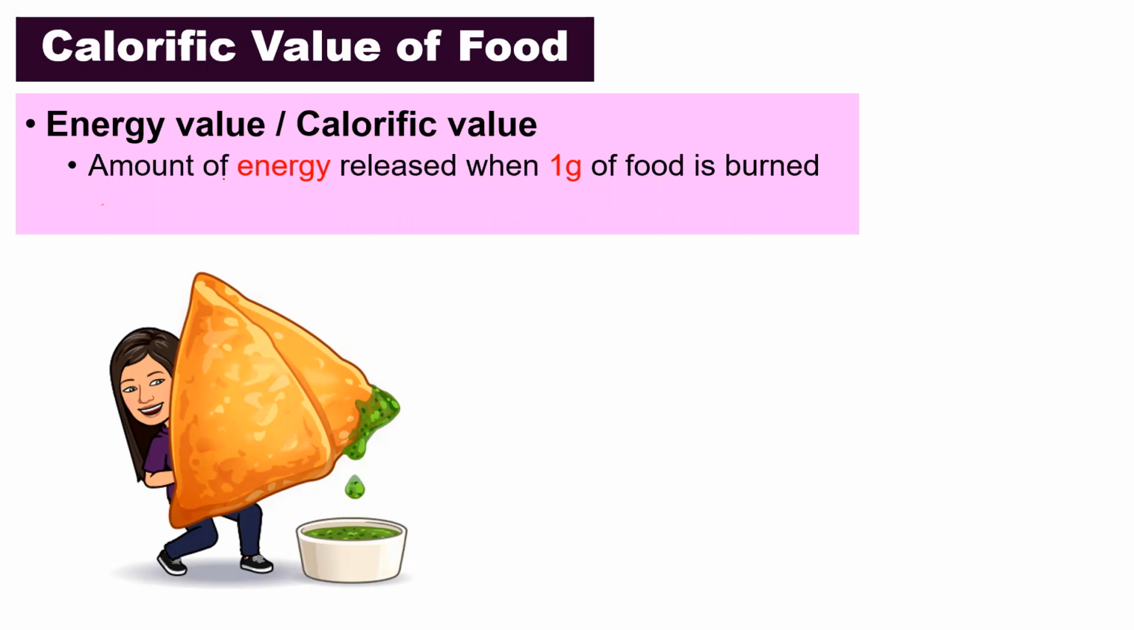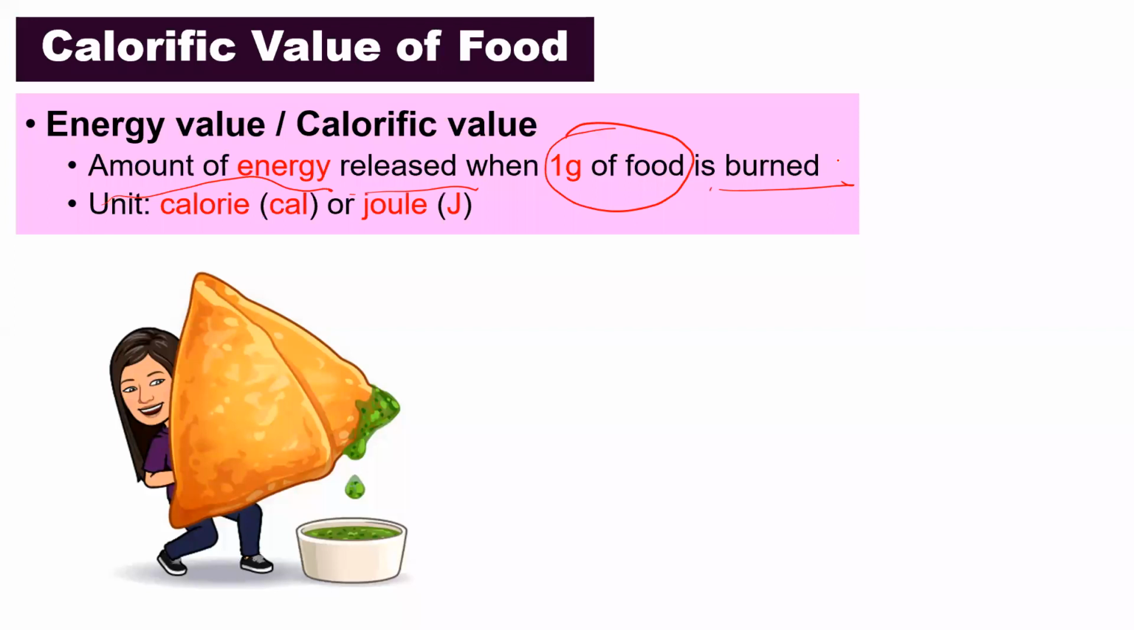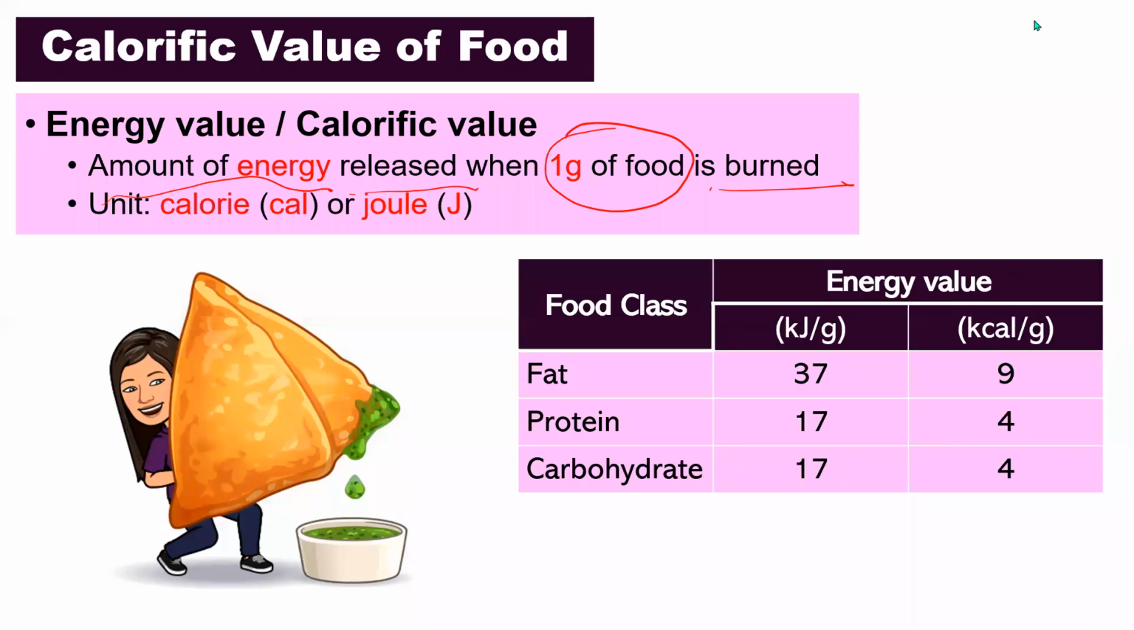Calorific value is the amount of energy released when 1 gram of food is burned. See, you all want to eat so much, but you don't want to burn the energy. So you must know what you are eating. And we count calorific value in calories or joules.